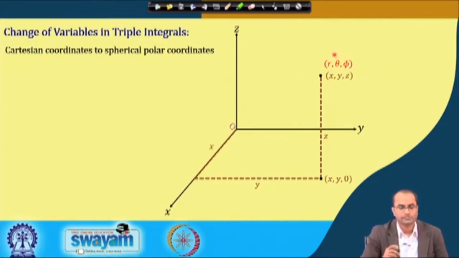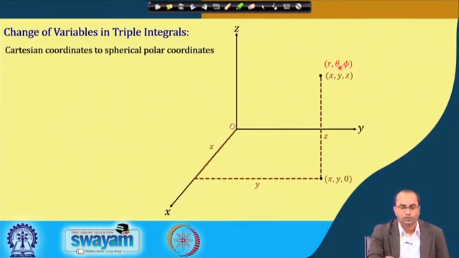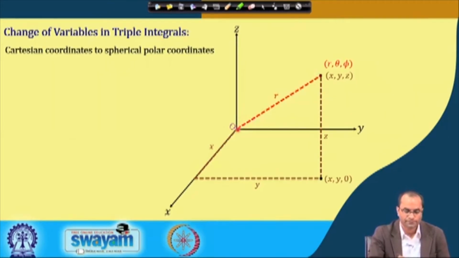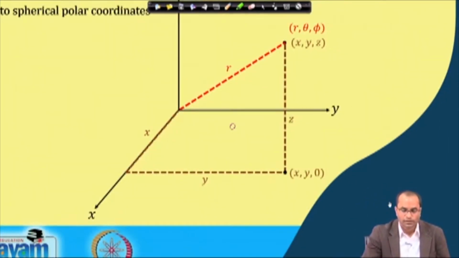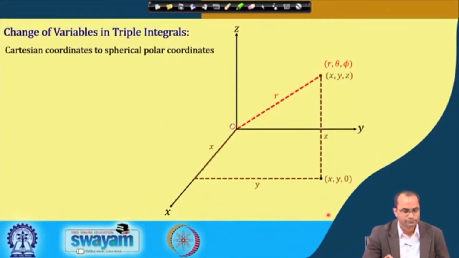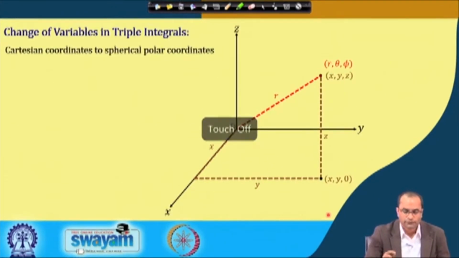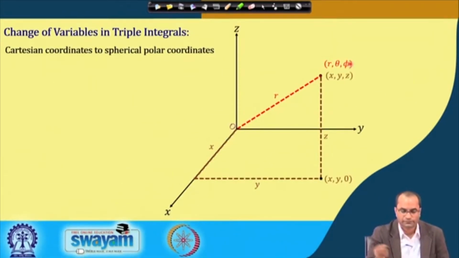So, the coordinates in spherical polar coordinates we denote by r, theta and phi. So, r is precisely the distance from the origin to this point. In spherical polar coordinates, this distance from the origin to the given point will be denoted by r, and then these two are the angles, theta and phi.